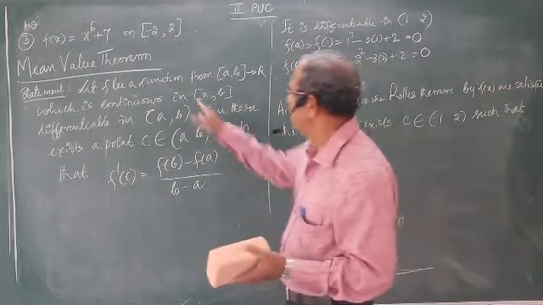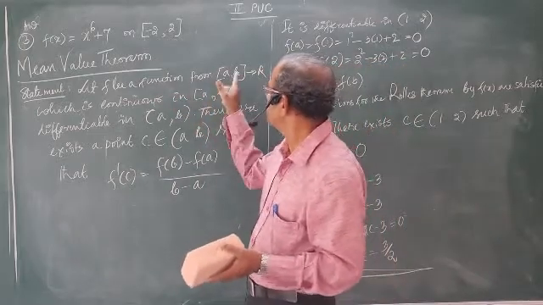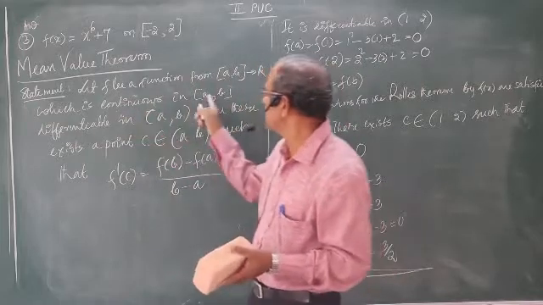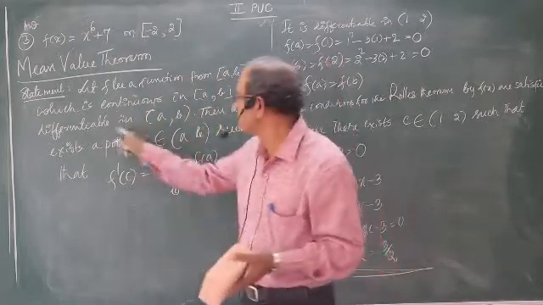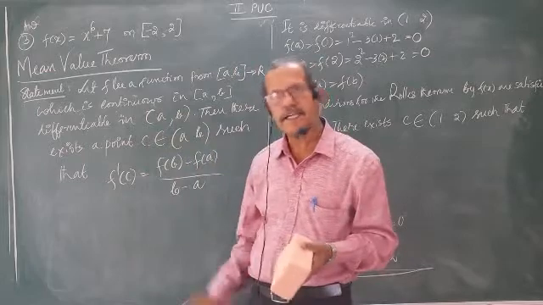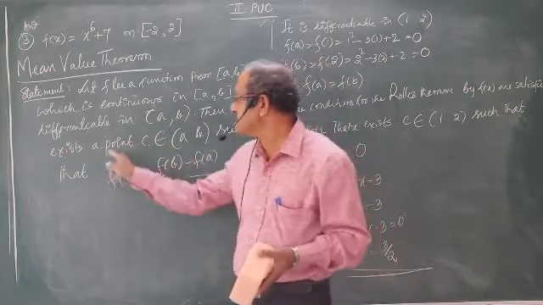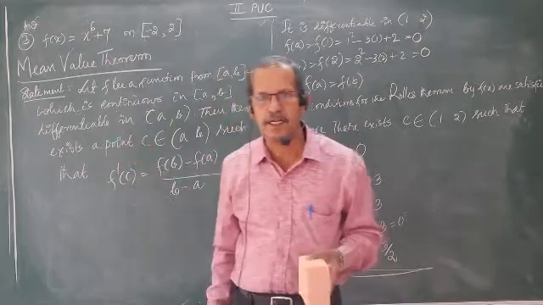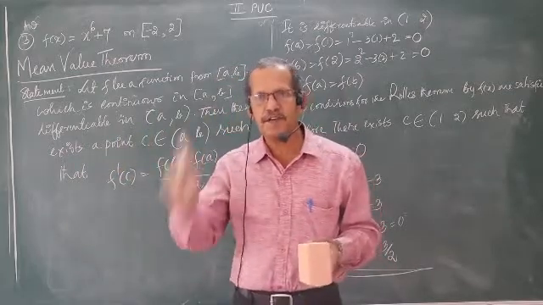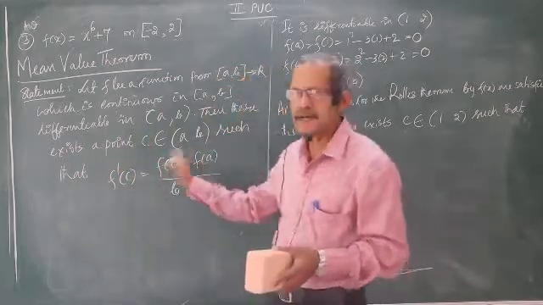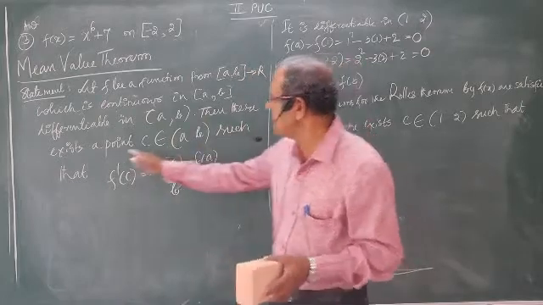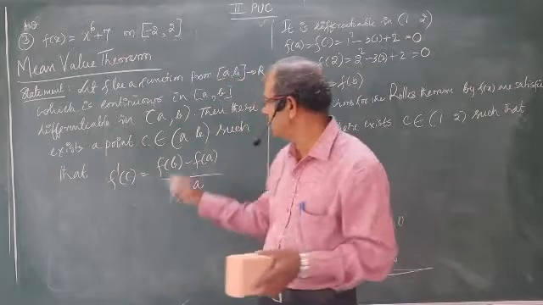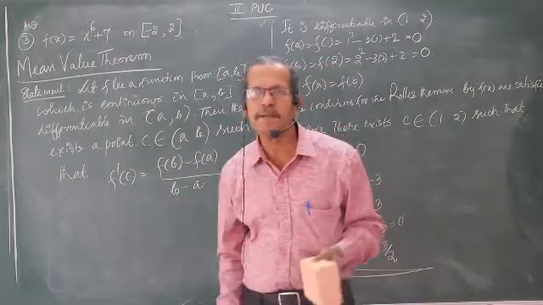Note the difference. F is the given function, continuous in the closed interval, similar to Rolle's theorem. Differentiable in the open interval, that is also the same. There exists a point. In Rolle's theorem, there is another extra condition: F of A should be equal to F of B. Here, it is not there. Then there exists a point C such that F dash of C is not 0, it is F of B minus F of A by B minus A.